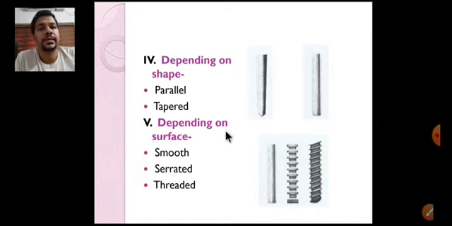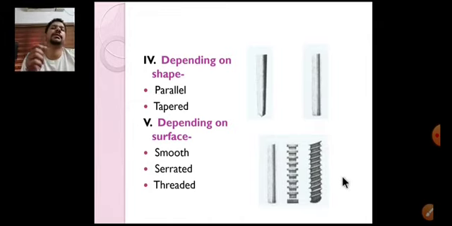Then depending upon the surface, mainly there are three surfaces. They are smooth, serrated and threaded, as you can see here. Smooth one will be having a plain surface without any surface irregularities. Then the serrated one will have serrations on it so that it improves the mechanical interlocking of post as well as with the luting cement. Then this is an example for threaded one in which threads are there.